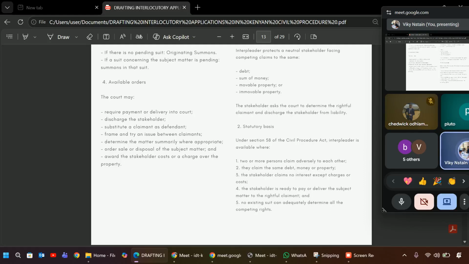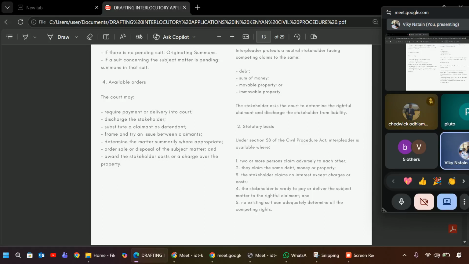Okay, so an interpleader, let me repeat that, because at times the examiner will ask you to also suggest to the stakeholder his rights, because people assume the stakeholder is doing charity work by bringing this kind of application. Take note that the stakeholder claims no interest except charges or costs. Now there are two people claiming adversely against each other. They are claiming against one thing, and the stakeholder is ready to pay.